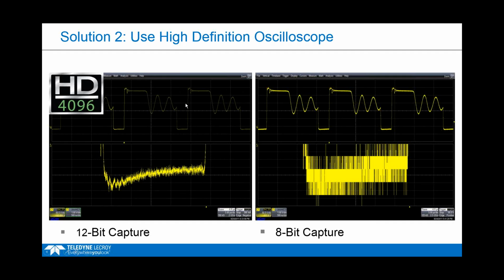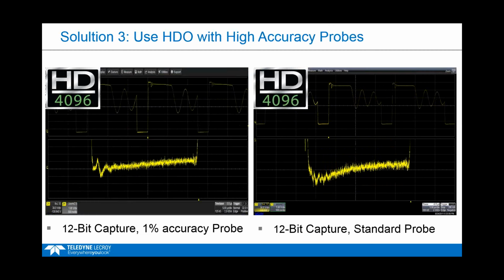But you still have an issue even with the HDO scopes, because you have to use some probe to get the signal into the scope. And if you stick a noisy probe with a low accuracy in front of the very high performance scope, you've sort of ruined a lot of the performance benefit that you're getting from the HDO scope. So we've come out with a few probes now that are matched to the HDO to give you similar accuracy and noise performance. So this way you have a full measurement system that's going to have the high performance that you're looking for in this measurement.